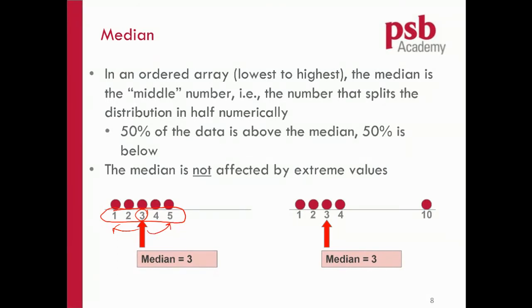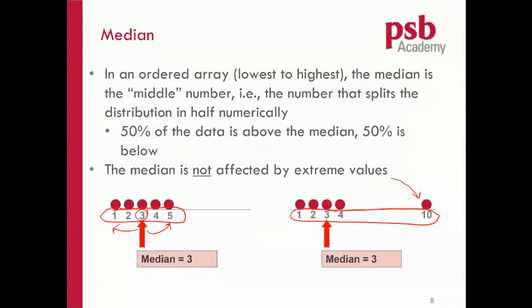The next one: 1, 2, 3, and the next number is 10. How many numbers do you have? It's still 5. Which number is right in the middle? It's still the third one, so the median is still 3. It doesn't matter if you have a very big number here, the median is the number right in the middle of the data set. So the median is not affected by extreme values.